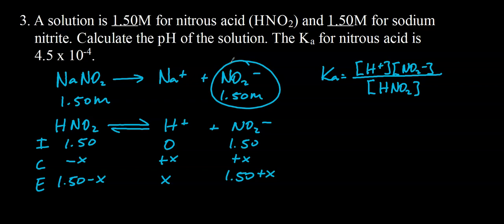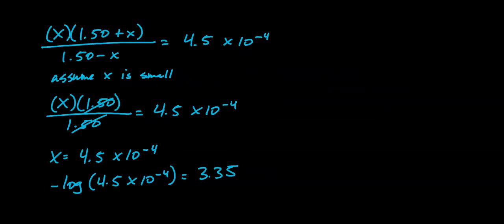We have an initial concentration for the nitrous acid, initial concentration for nitrite, and 0 for H plus ions initially. We get our equilibrium concentrations. We're going to take those and plug them into our Ka expression, which looks like this. We have to state that we're assuming x is small, so we can simplify the setup. If x is small, then 1.5 plus x is about 1.5, and 1.5 minus x is about 1.5. Once again, those cancel. It's not always going to be that way. And so we get x is equal to 4.5 times 10 to the negative fourth.